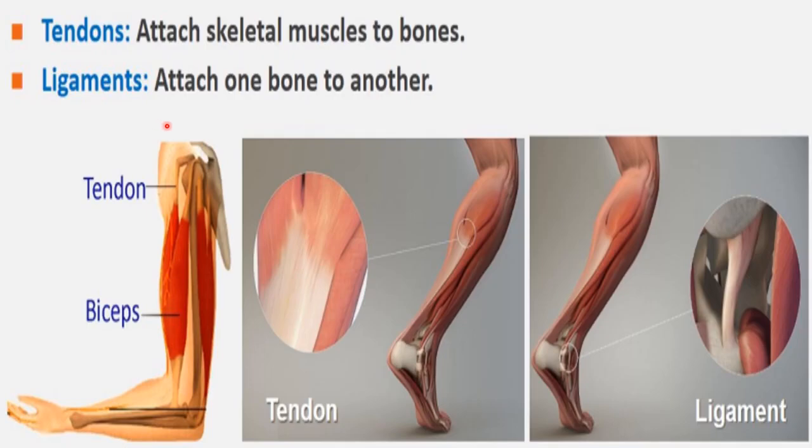And ligaments are required for the attachment of one bone to another. So these are ligaments present here which attach one bone to another bone. So in both tendons and ligaments, dense regular connective tissue is found.